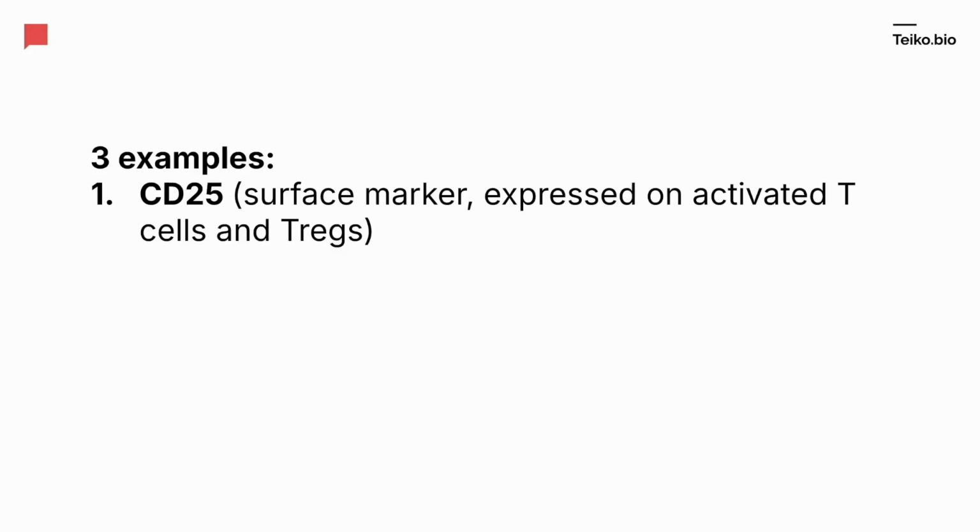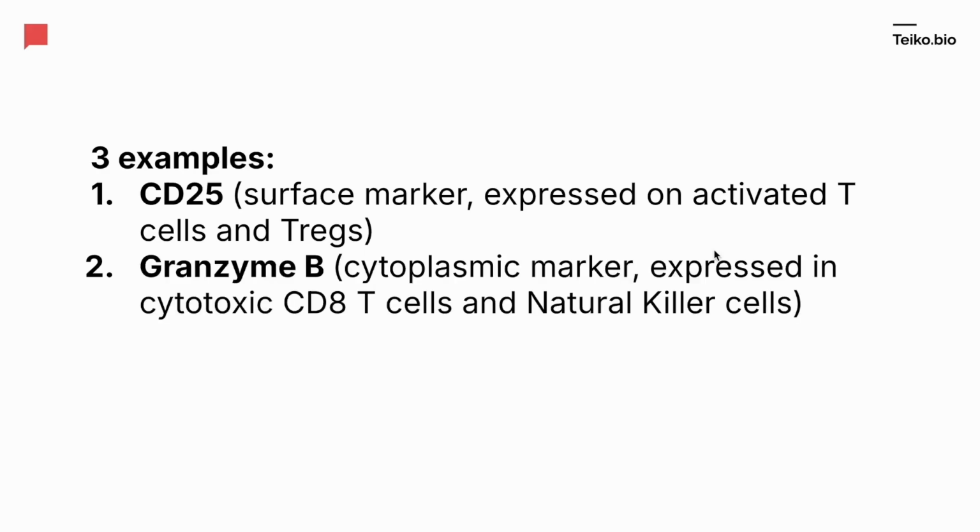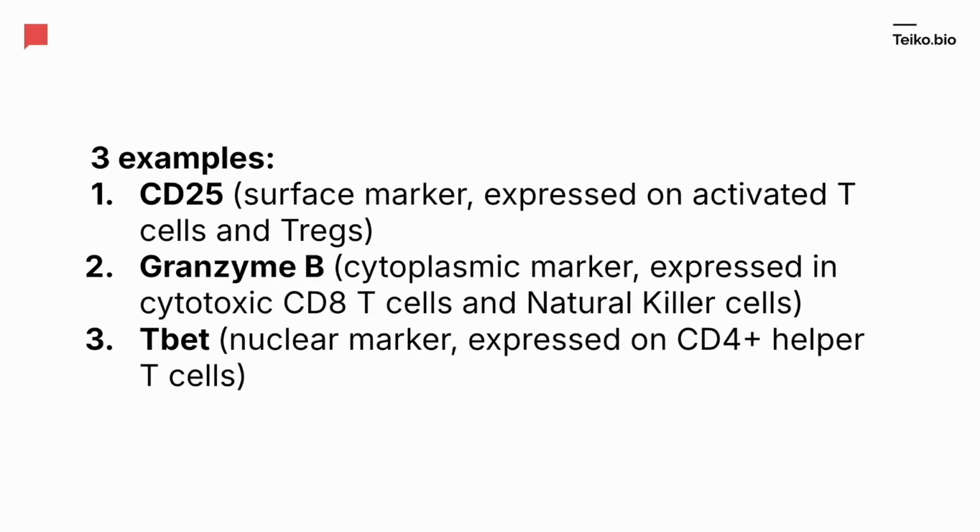And to give you a better idea of this process in practice, like I said, I'm going to walk you through 3 different examples of how we determine the optimal staining concentration for 3 antibodies on our panel. We'll start with CD25, which is a surface marker that's expressed on activated T cells and Tregs. Then Granzyme B, which is a cytoplasmic marker. It's expressed in cytotoxic CD8 positive T cells and also in natural killer cells. And lastly, we'll look at Tbet, which is an intra-nuclear marker, which is expressed on CD4 positive helper T cells.